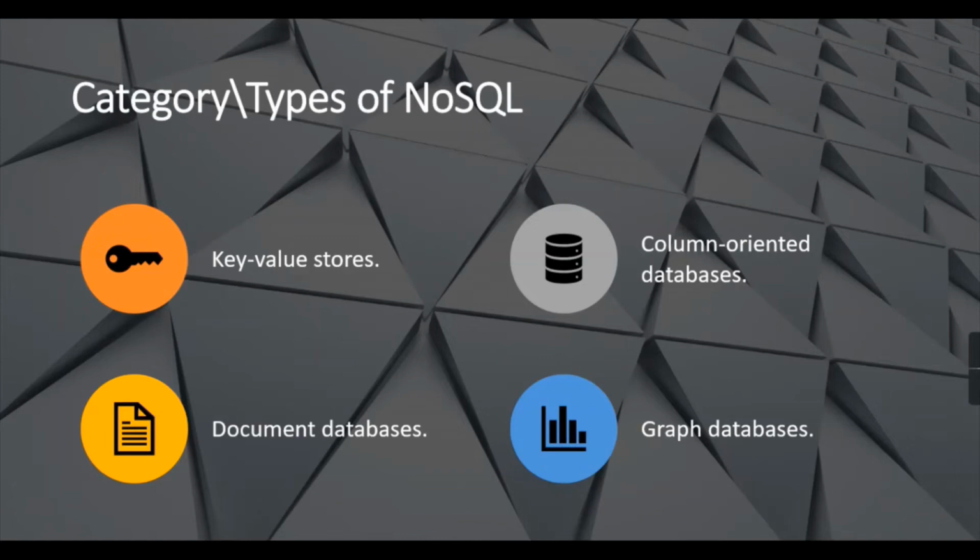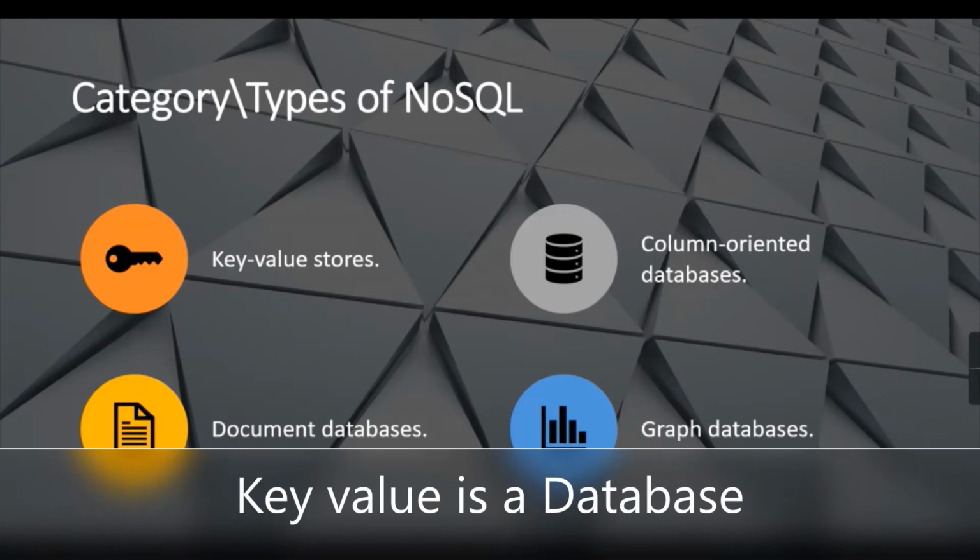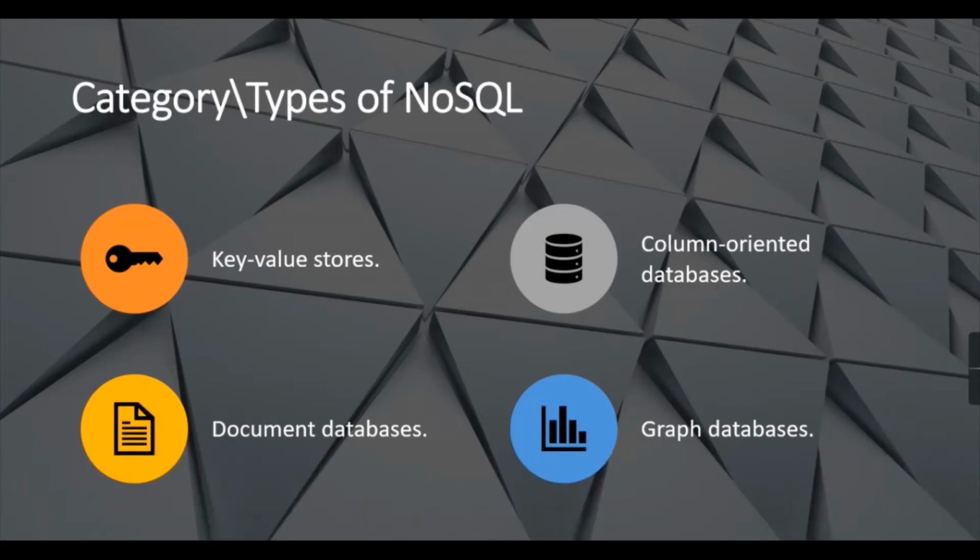Hi, today we are going to see the categories or types of NoSQL. First, we will have a key value database, then we have a column oriented database, then we have a document database, and then the fourth one is a graph database. These four are the main types of NoSQL. Now we will see the data stored for all these databases.